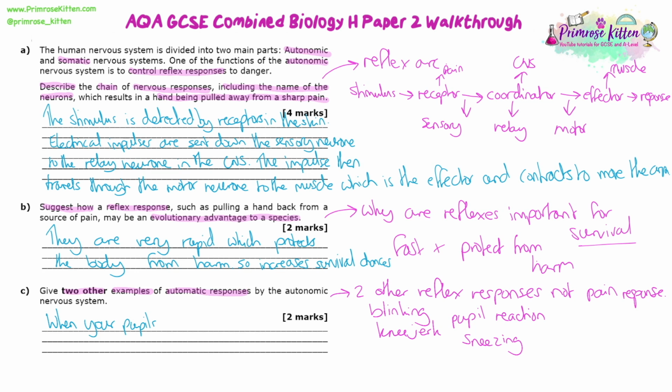All of those happen without you thinking about them, and they happen quite quickly. So I'm going to go for when your pupils contract in bright light, because that protects you from harm, and when your knee jerks when your leg gets hit.